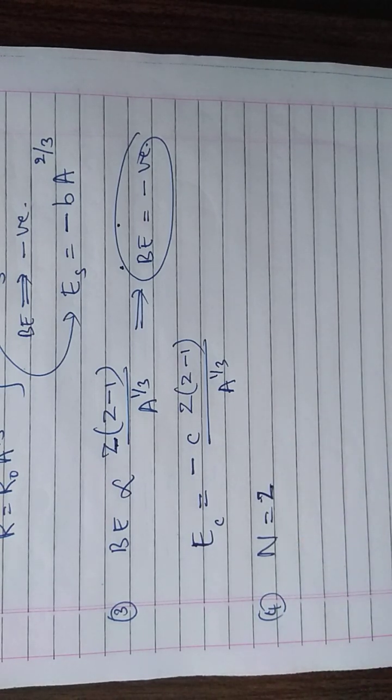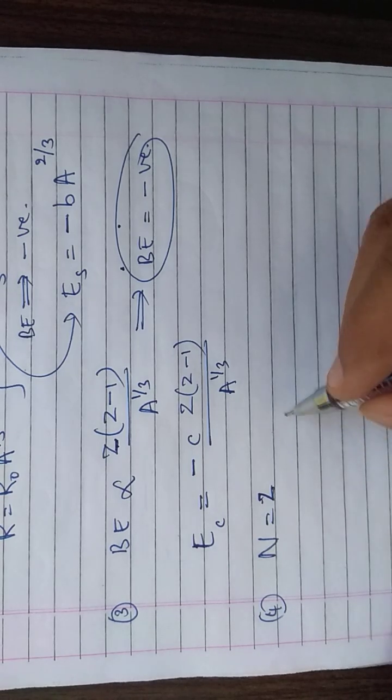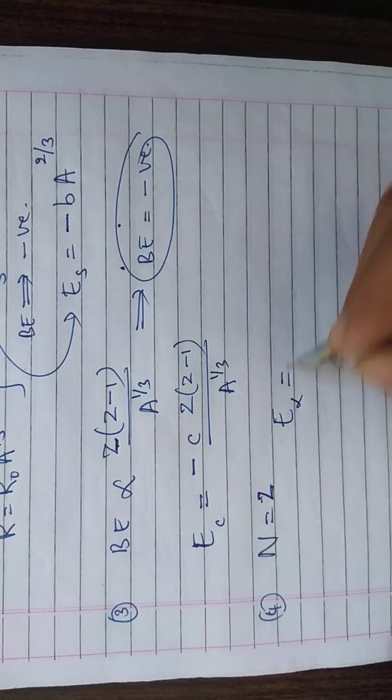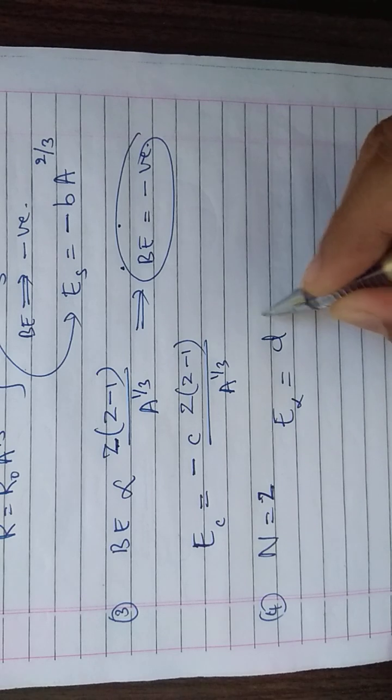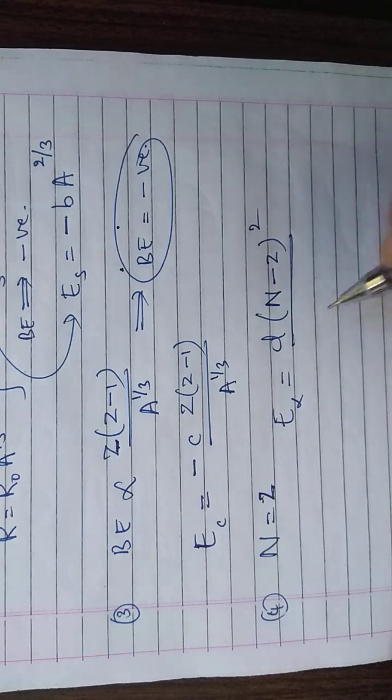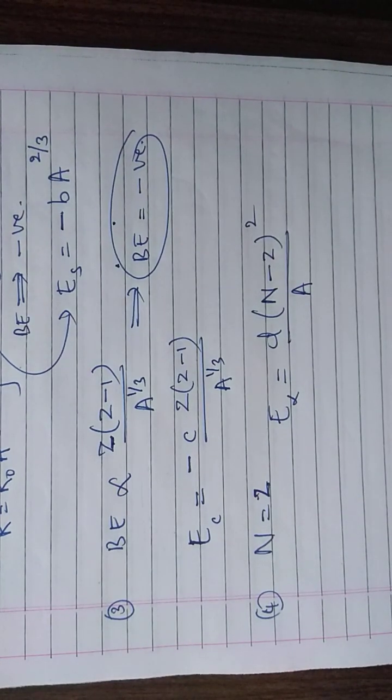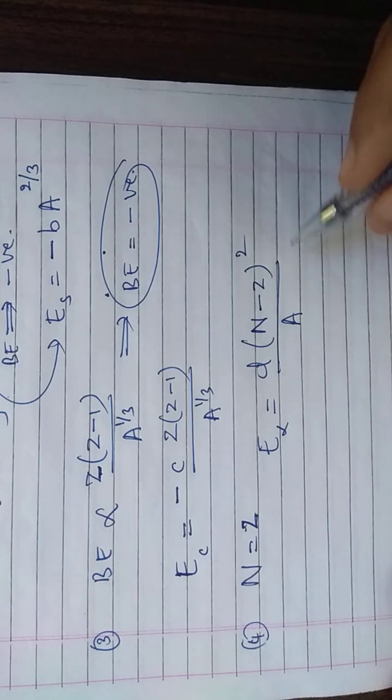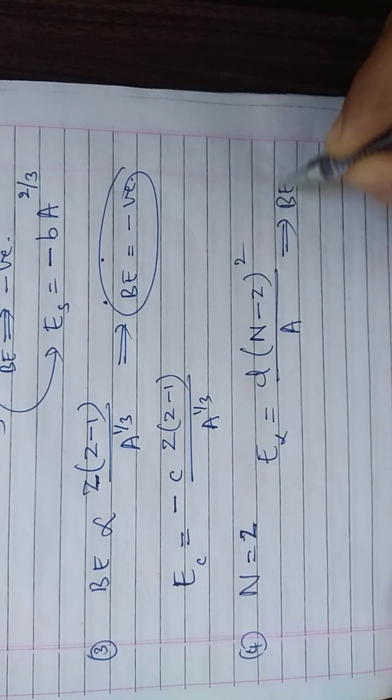If there is a lack of symmetry between the number of protons and the number of neutrons inside the nucleus, it decreases its stability. Once the stability decreases, binding energy goes on decreasing. Binding energy means stability, nothing else. So in this case, E alpha is equal to D into (N minus Z) squared divided by A, where D is a constant and this is also negative. Of course, this produces binding energy as negative.